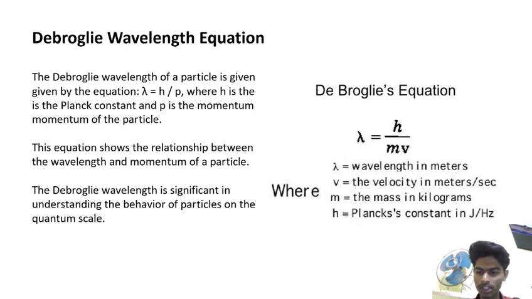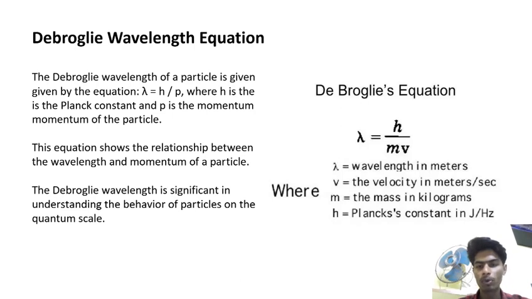Here we will discuss the electron, a particle which we are noticing has wave nature. Now we will discuss the electron in this equation. Lambda, the wavelength of the electron, equals Planck's constant divided by mass of electron times velocity of electron. By solving it, we will get some lambda value.